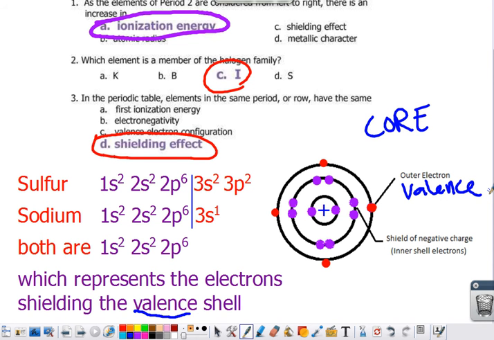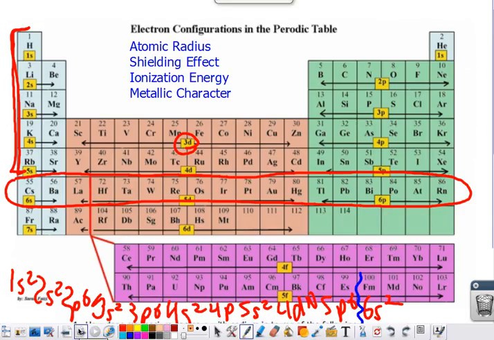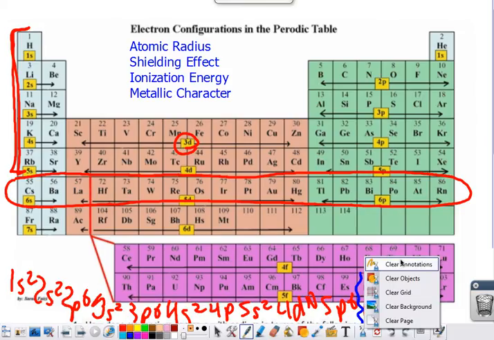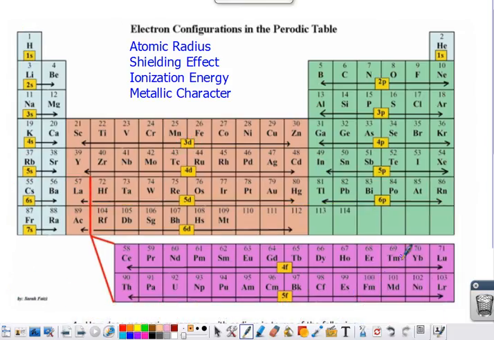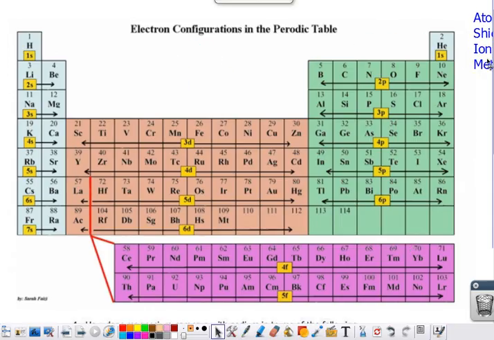Next page. Oh, here's our giant periodic table, which is pretty cool. That allows us to kind of see the sub-levels and everything as we work our way through electron configurations. This is also really, really helpful when you do noble gas configurations.